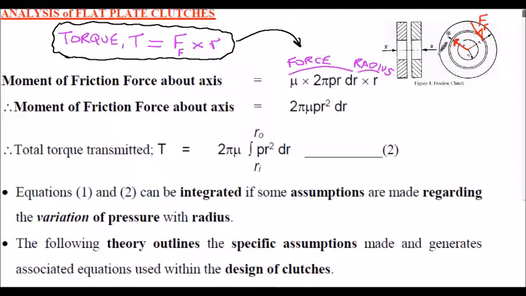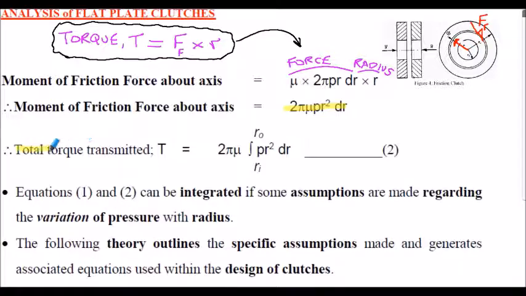The strip is at radius r in this case. So I can end up with the moment of the frictional force about the axis, in other words the torque of the elemental strip about the axis, as shown here in terms of 2 pi mu P r squared multiplied by dr. So very slowly building up the formula for the elemental strip.